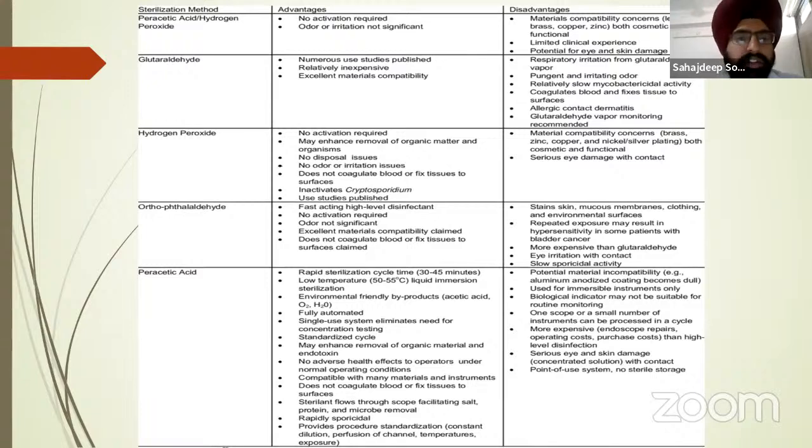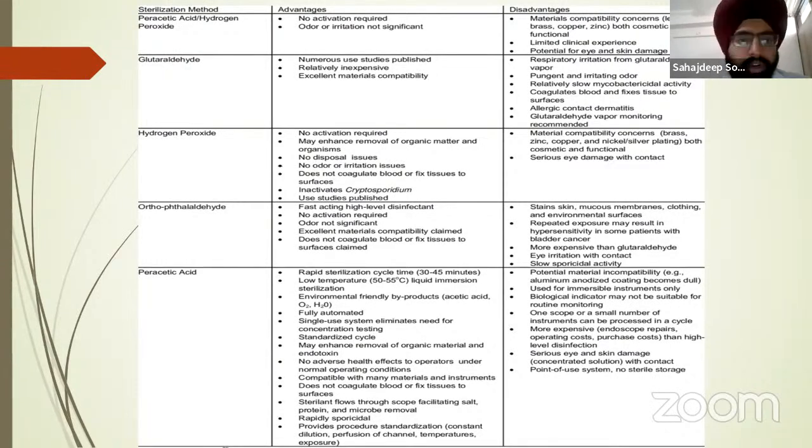Then comes glutaraldehyde, which is most commonly used at a concentration of 2.4%. It is inexpensive and excellent material compatibility is there. That is why it is used most commonly. But it can also cause respiratory irritations and asthma-like condition on chronic exposure. It has a pungent odor, slow mycobactericidal action, and allergic dermatitis. And concentration monitoring is required regularly.